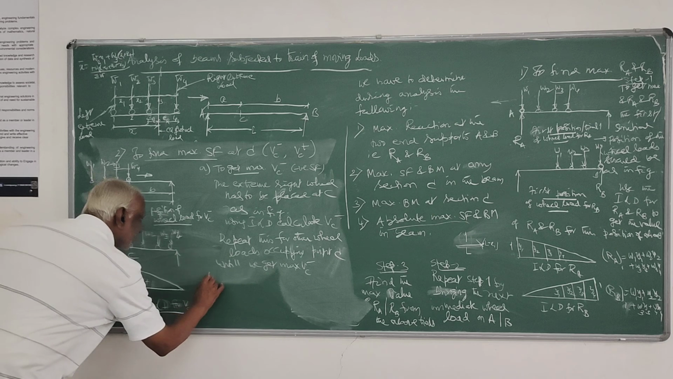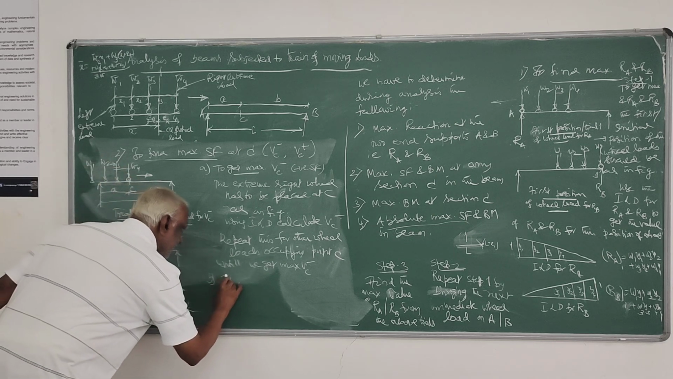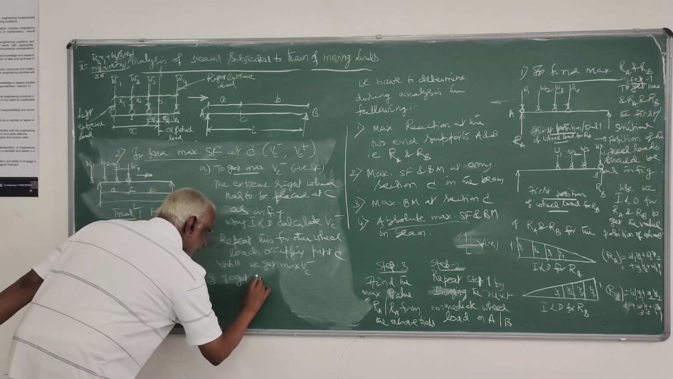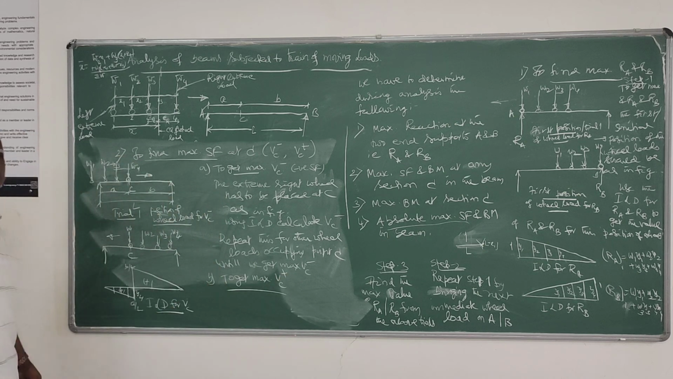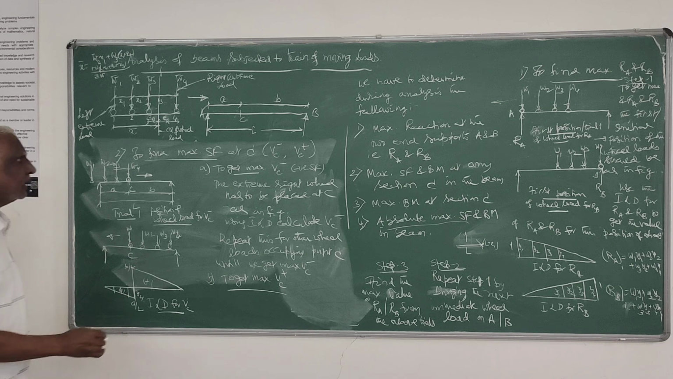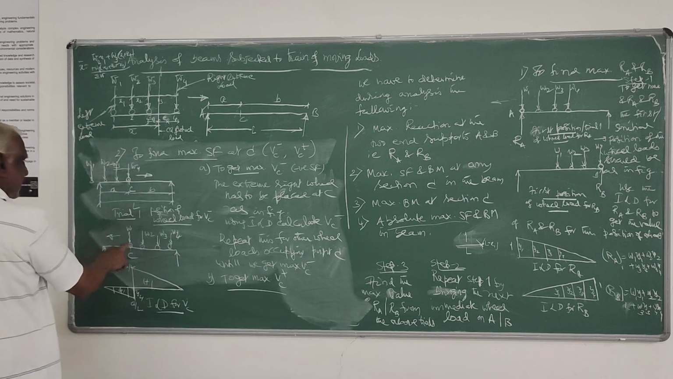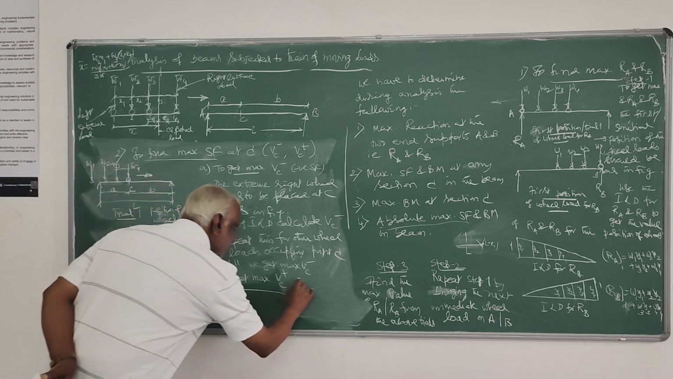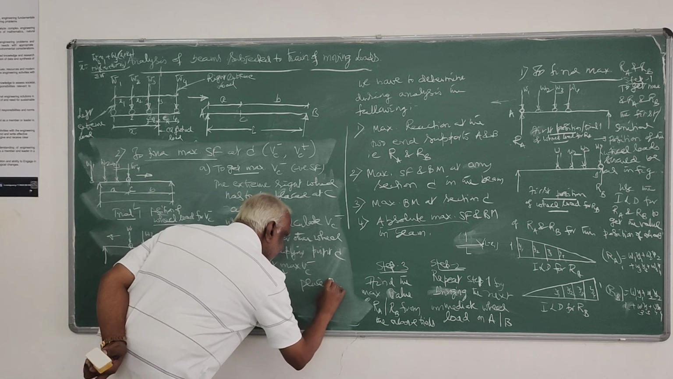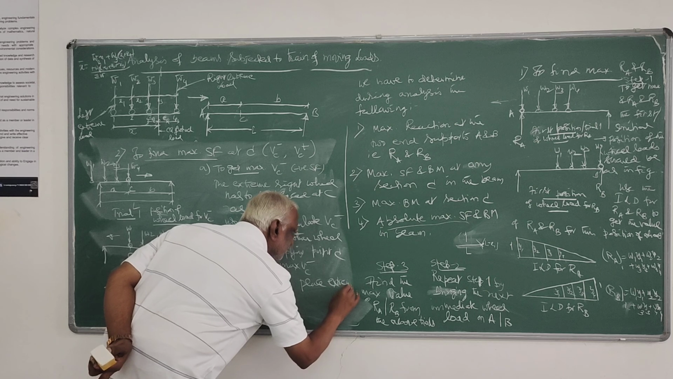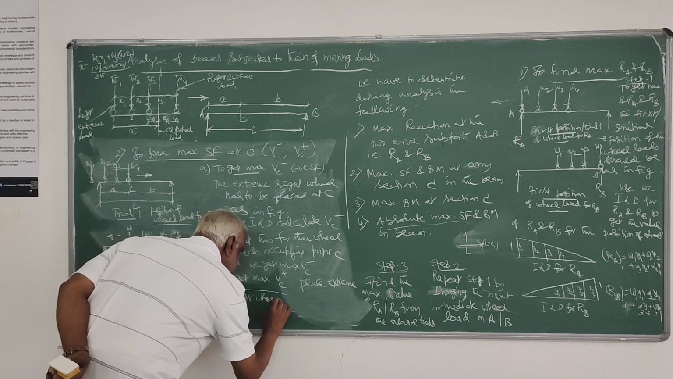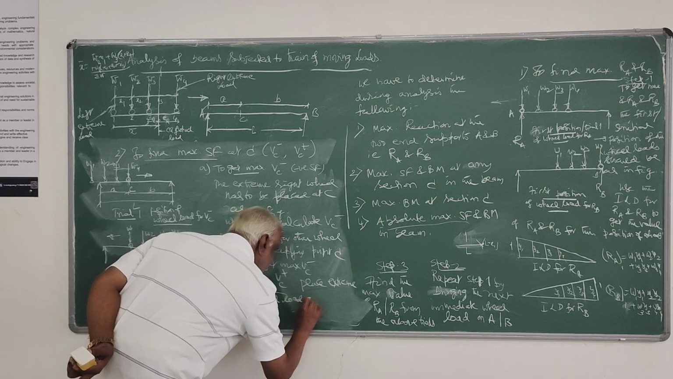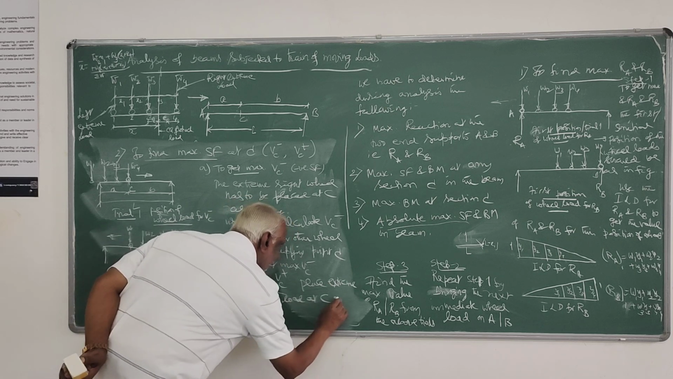Then, to get maximum VC positive, to get this position, you have to place the extreme left wheel load. So place the extreme left wheel load at C as in the figure.